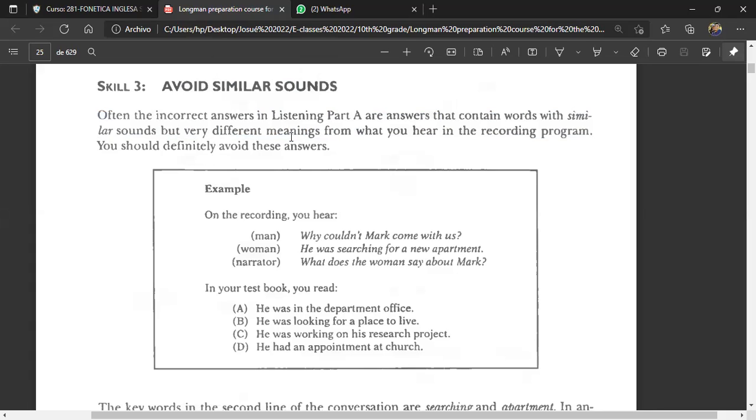Veamos, in the recording you hear, en el audio usted escucha. Imagínense que le toca tomar el examen hoy. Why couldn't Mark come with us? He was searching for a new apartment. What does the woman say about Mark?